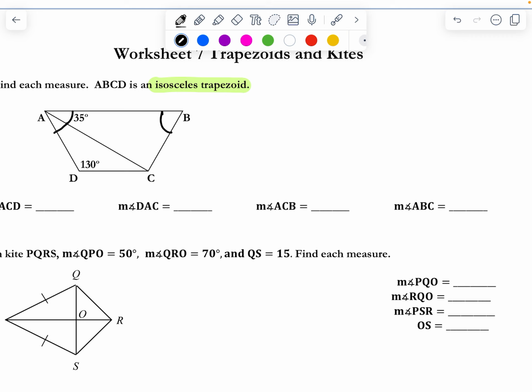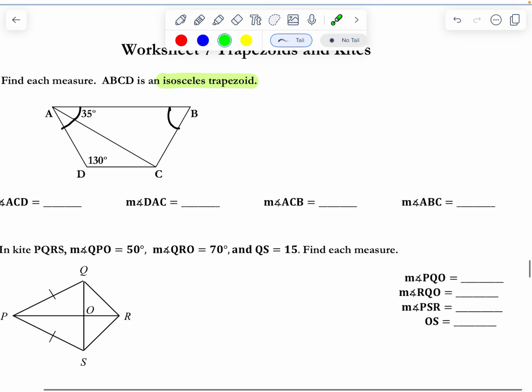So once we find DAC there, which is this one right here, we'll be able to add that to 35 to then get ABC, which is this one over here. But let's go ahead and we'll get to the rest as we get to them, right?